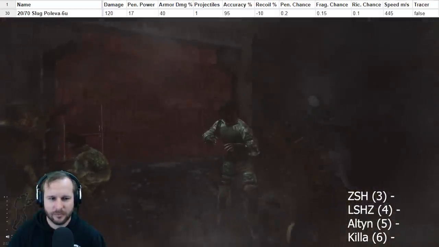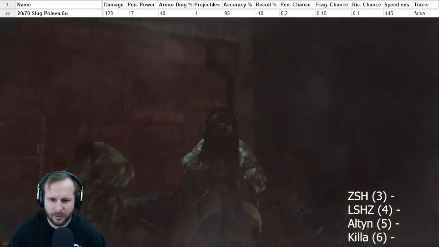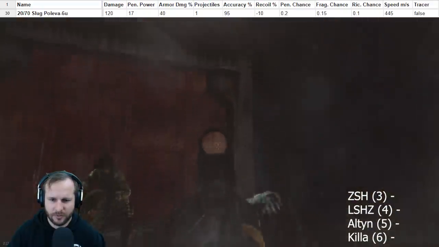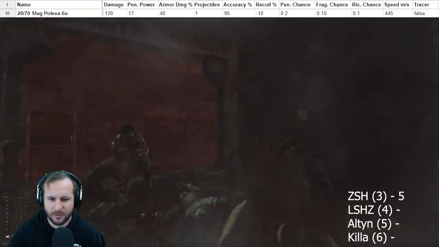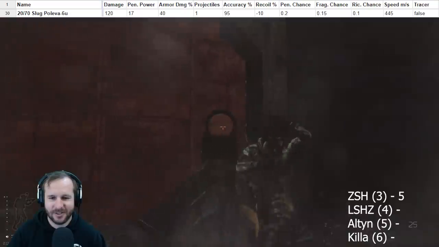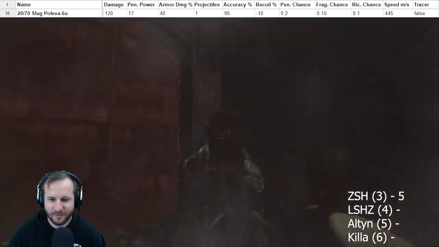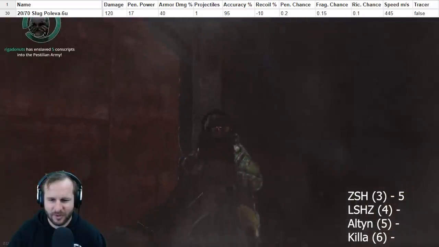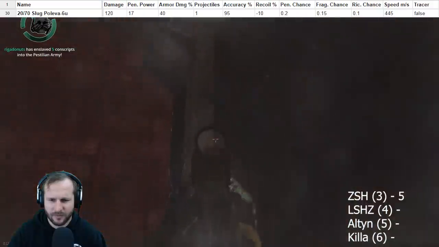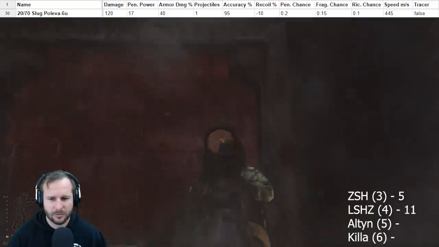So last but not least, we have the Poliva 6U going into face shields, and we start off with the ZSH. Now, this one, total of 5 shots, and that's the highest pen ammo for the TOS. So I don't really know exactly what the deal is here. If that's going to be the highest pen ammo and it takes six shots to get through a Poliva 6U and it's a slug, you guys are already going to be in for a treat when it takes, say, 11 shots to get through the LSHZ, which is what happened.